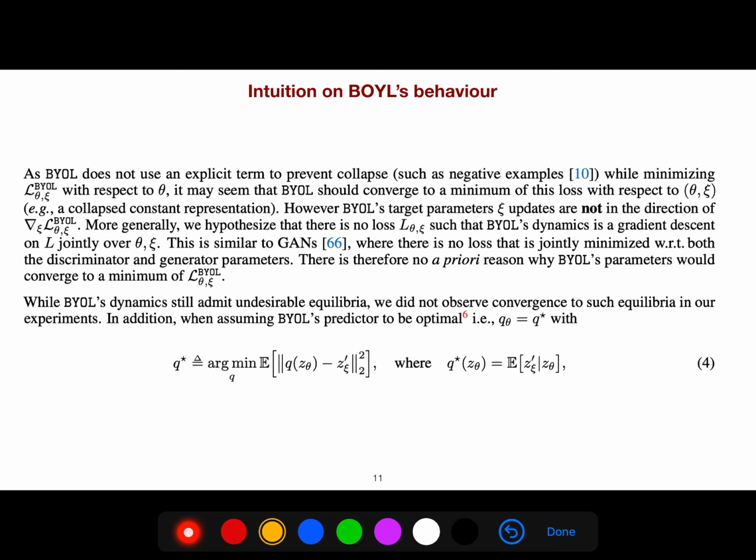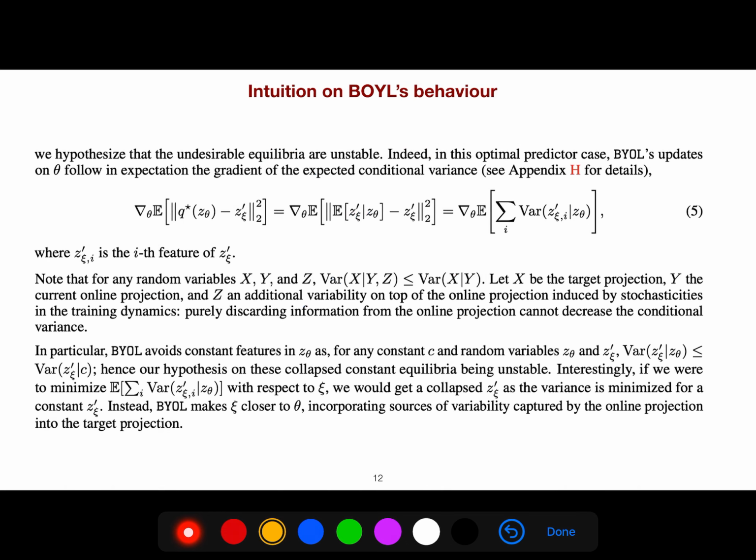While BYOL does not use an explicit term to prevent collapse, it may seem that BYOL should converge to a minimum of this loss. While BYOL dynamics still admit undesirable equilibria, we did not observe convergence to such equilibria, and the hypothesis is that undesirable equilibria are unstable.